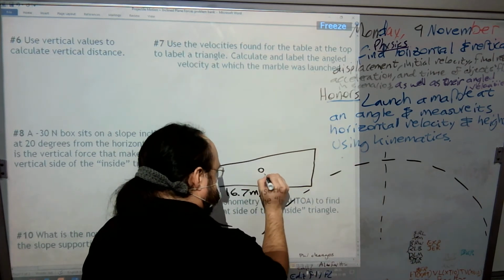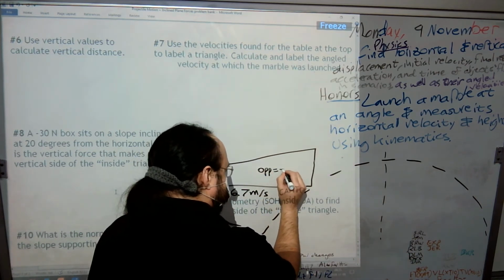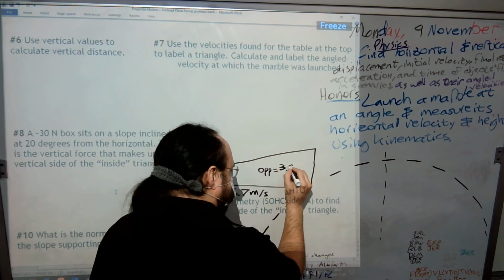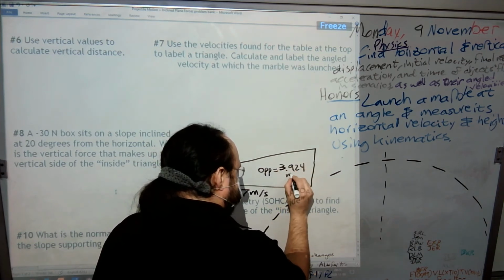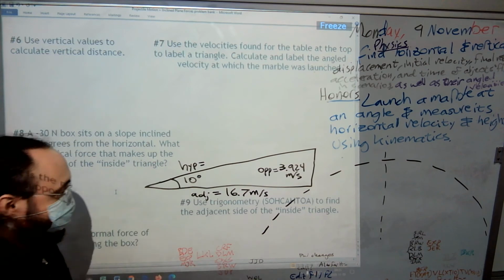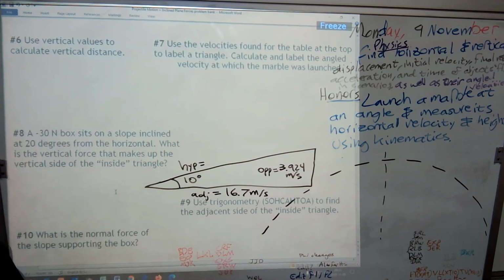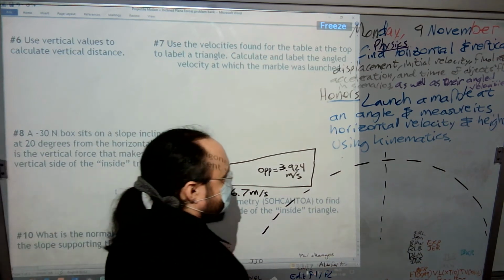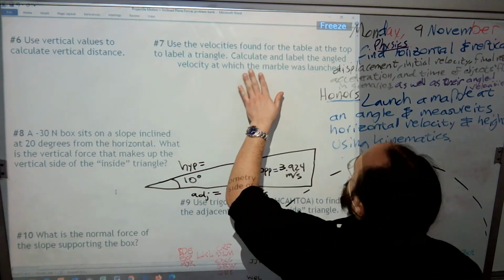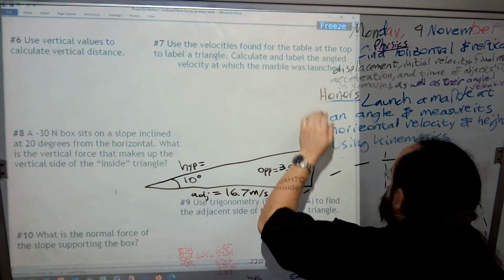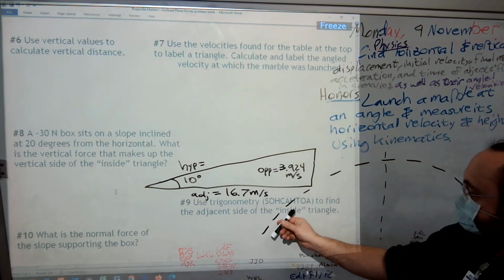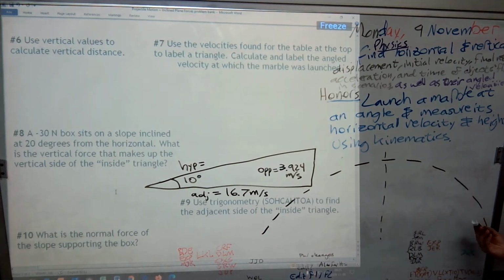Maybe I can write that right here. The opposite side is 3.924 meters per second. Now I know we got negative 3.924. I'm putting positive 3.924 because we're finding the angled velocity at which the marble was launched. So we're finding this velocity down here in its path, its whole path.